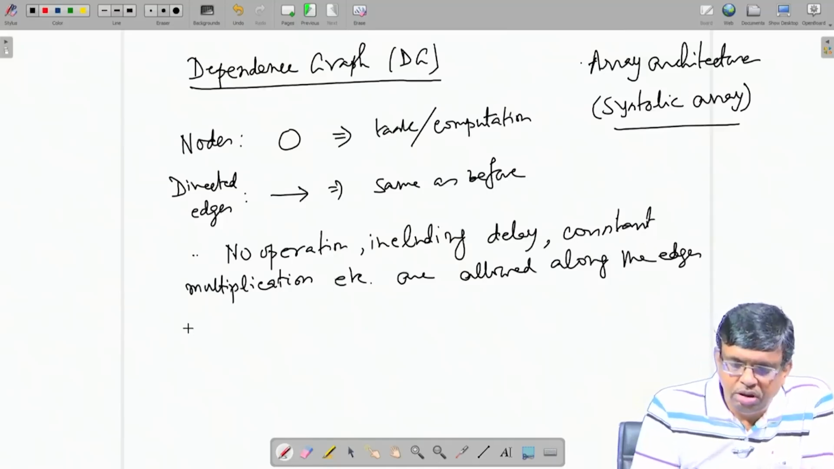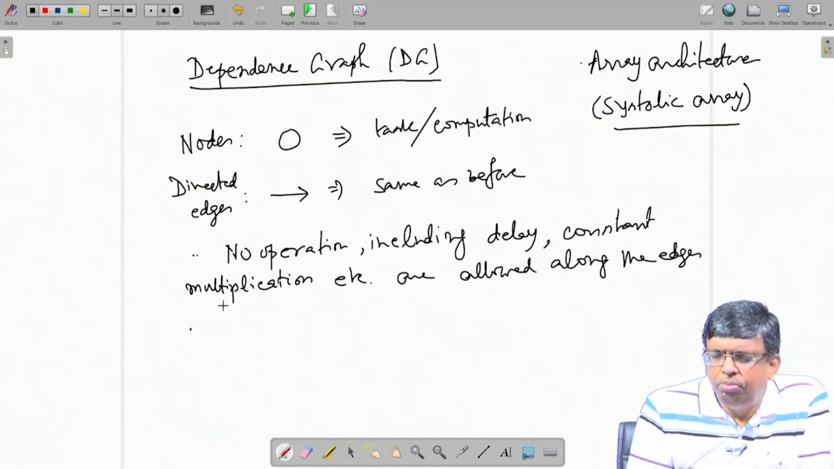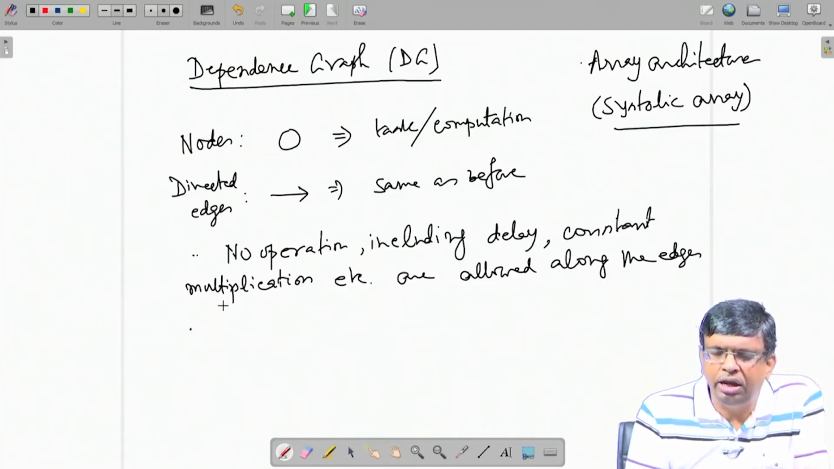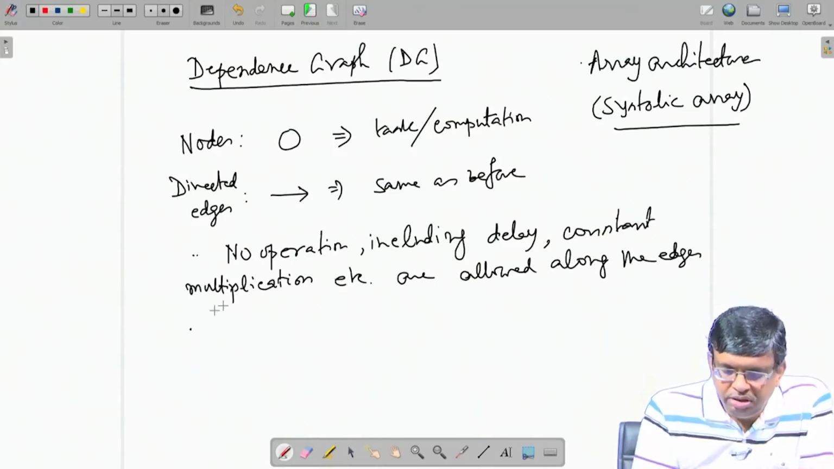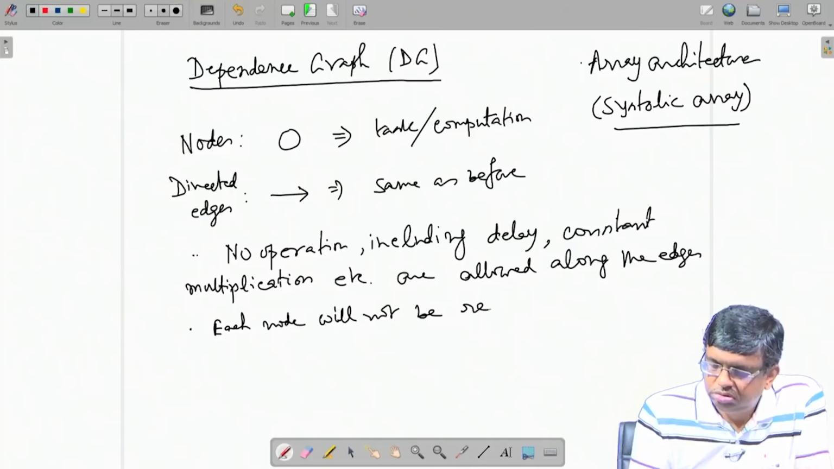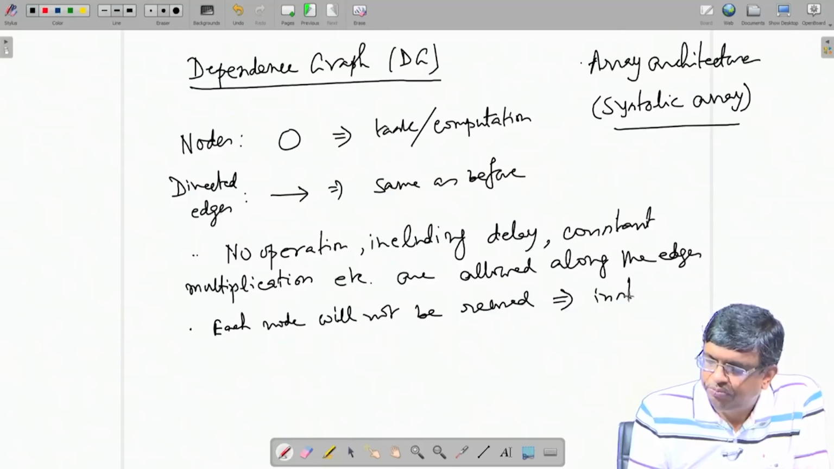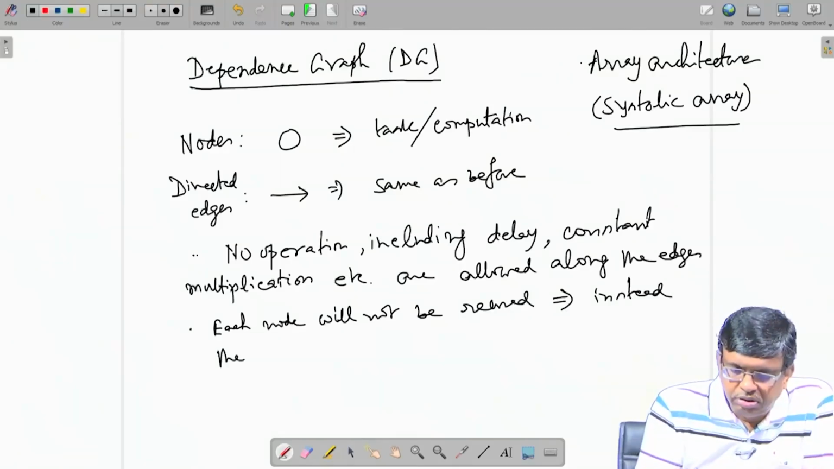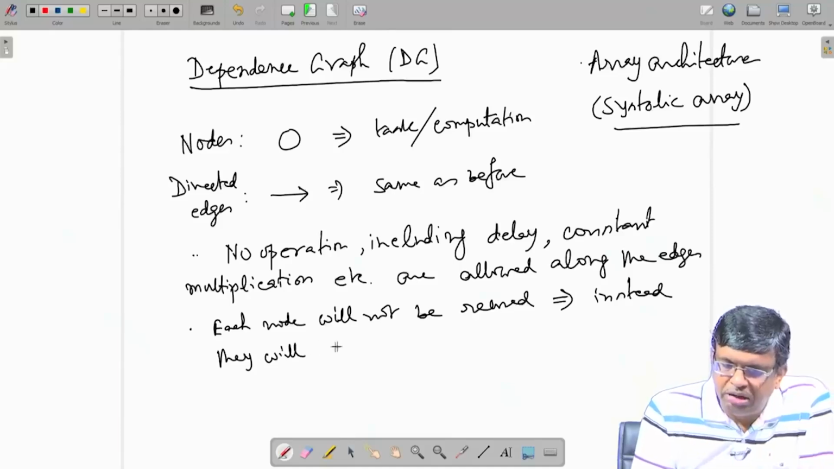That is one thing. On the other hand, in both SFG and DFG, I had nodes, one node dedicated for one job, and it was doing that again in all cycles, nth cycle, n plus 1th, n plus 2th, the same node. But here, each node will not be reused. And instead, they will be copied, they will have multiple copies.